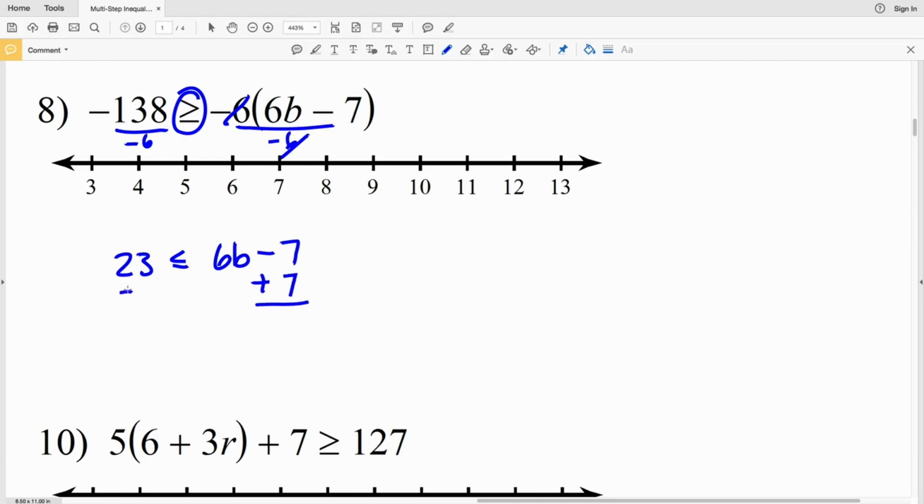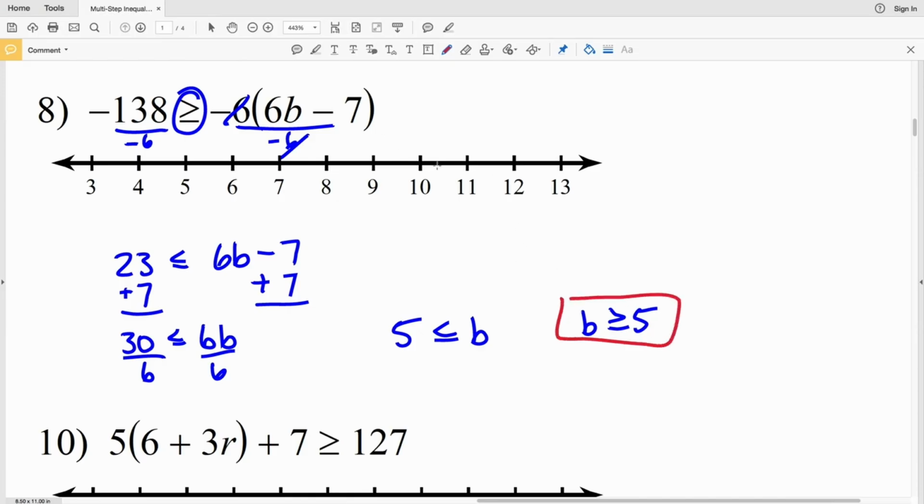Add 7 to both sides, and we'll get that 30 is less than or equal to 6b. Divide by 6 to get that 5 is less than or equal to b. And we can rewrite this as b is greater than or equal to 5. Either way is correct. I'm going to go ahead and box my answer and graph the solution. Circling the 5, filling it in, and then shading everything to the right. B is greater than or equal to 5.